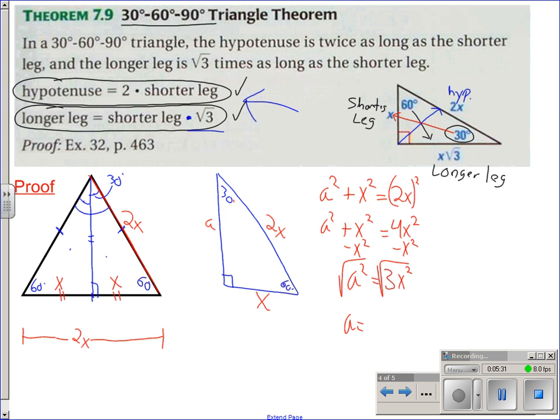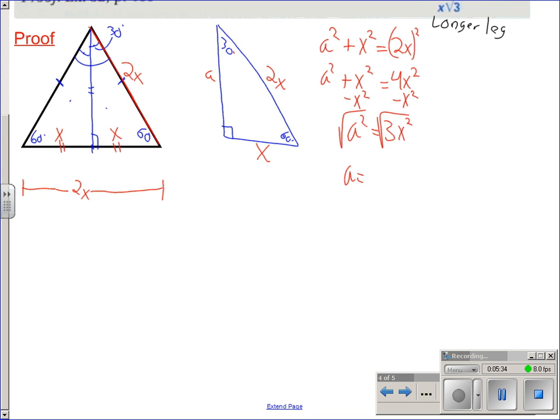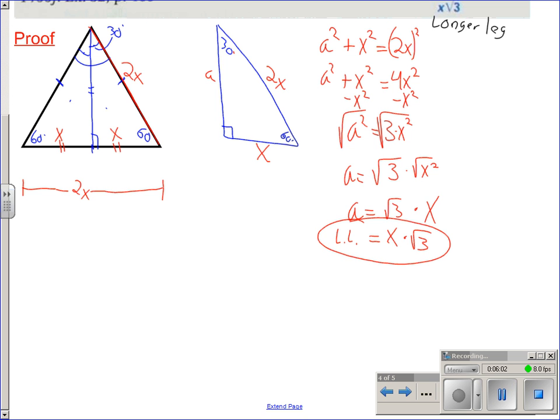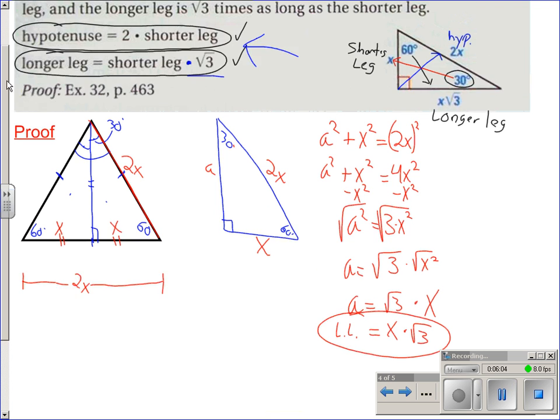So we get A equals, got to raise this up a little bit here. We have a multiplication here. That's 3 times x squared, so I'm going to separate this: square root of 3 times square root of x squared. A equals square root of 3 times square root of x squared, which is x. And this is our relationship. A is the longer leg. That equals the shorter leg of x multiplied by the square root of 3. And that's that other relationship. So there's the proof of it. That's where it comes from.